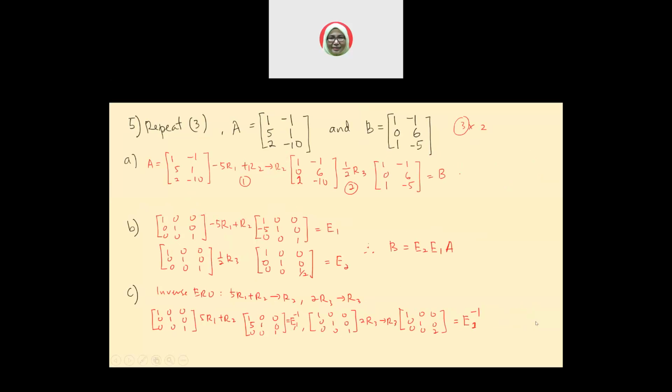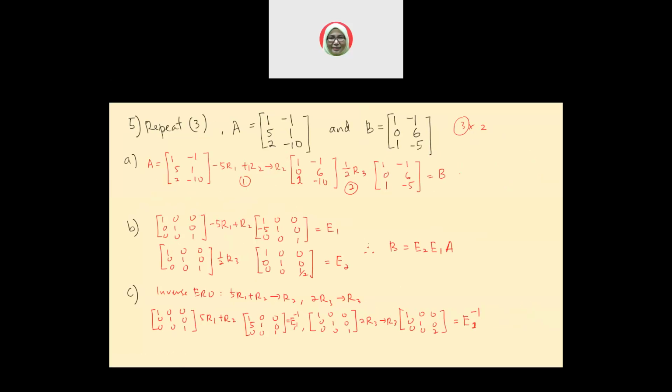So now question 5, the given matrix is of size 3 by 2. The first part is to get the elementary row operations from A to B. I hope there is no problem getting that. To reduce matrix A to matrix B, we need two elementary row operations. Just note this as the first and the second elementary row operation.